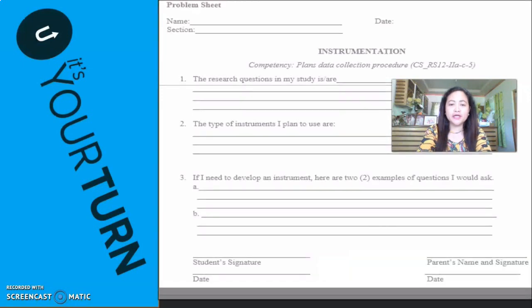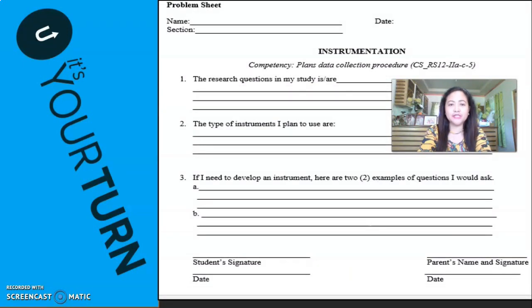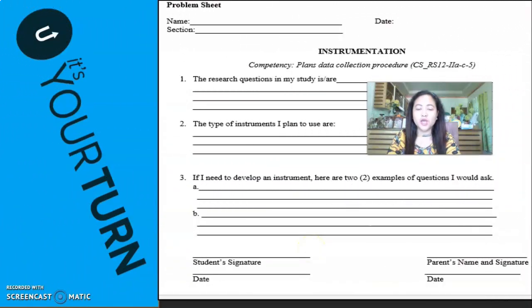Now it's your turn. You have to plan your data collection procedure by answering the problem sheet on instrumentation. You have to put your responses on the following statements. First, the research questions in my study are. Second, the type of instruments I plan to use are. Third, if I need to develop an instrument, here are 2 examples of questions I would ask. Your output on the problem sheet on instrumentation will be passed to your parents on a scheduled date and time.